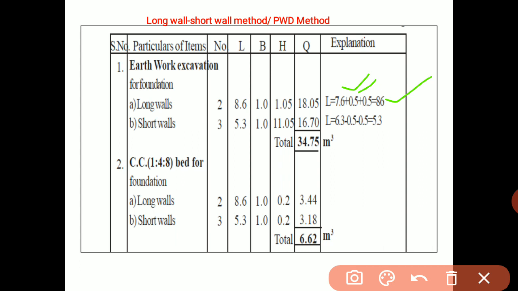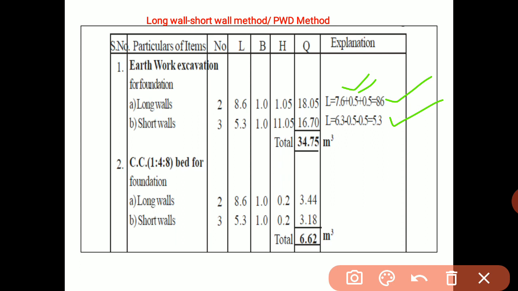Then in case of short walls, we are going to subtract. So 6.3 is the center to center distance, minus 0.5 minus 0.5, we get the 5.3 meter length of the short wall. Clear? So basically, in short, for the long wall we are going to add center to center length plus one width of the item, and for the short wall we are going to subtract the width of that item from the center to center distance.